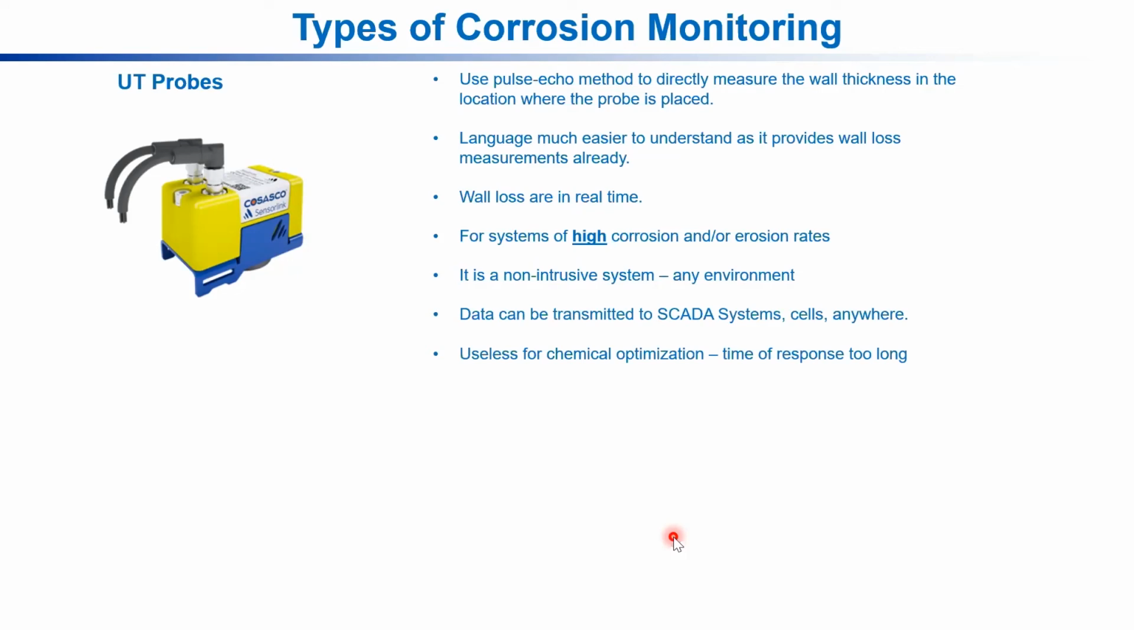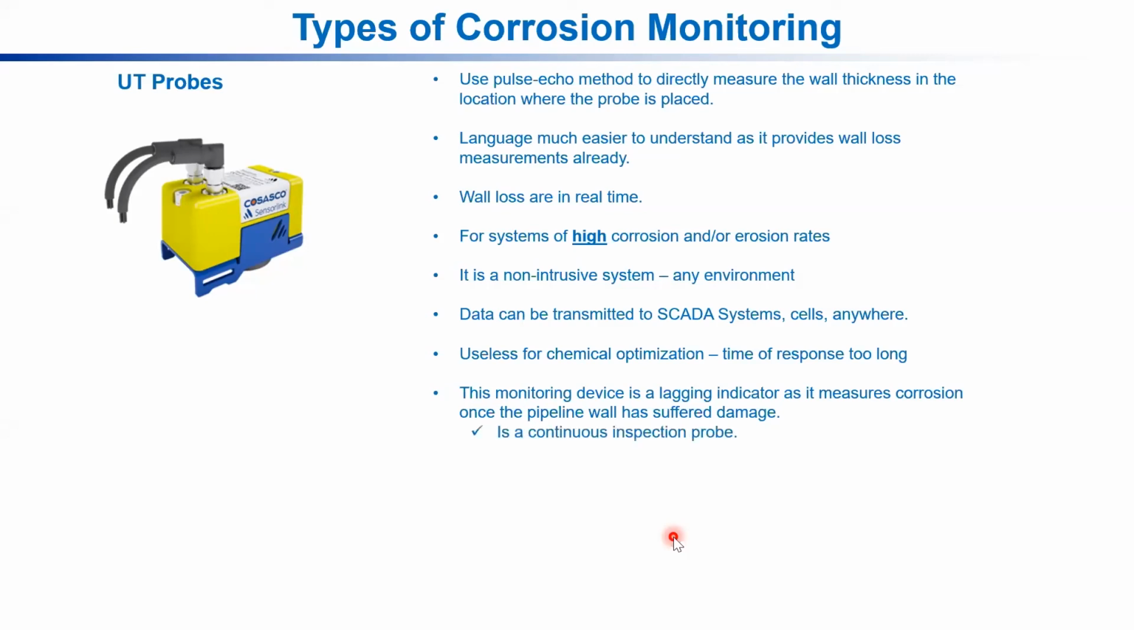Useless for chemical optimization. Hey, forget it. They cannot be used for chemical optimization because the response time is going to be too long. Before the pipeline wall sees something, it may take 1 or 2 years, even in the high corrosion and erosion rate view. This monitoring device is a lagging indicator. It measures corrosion when the pipeline has suffered damage. It is a continuous inspection probe.